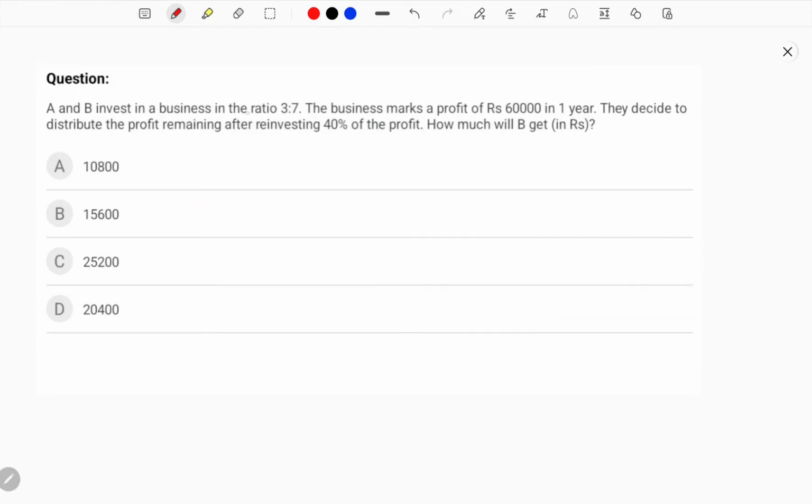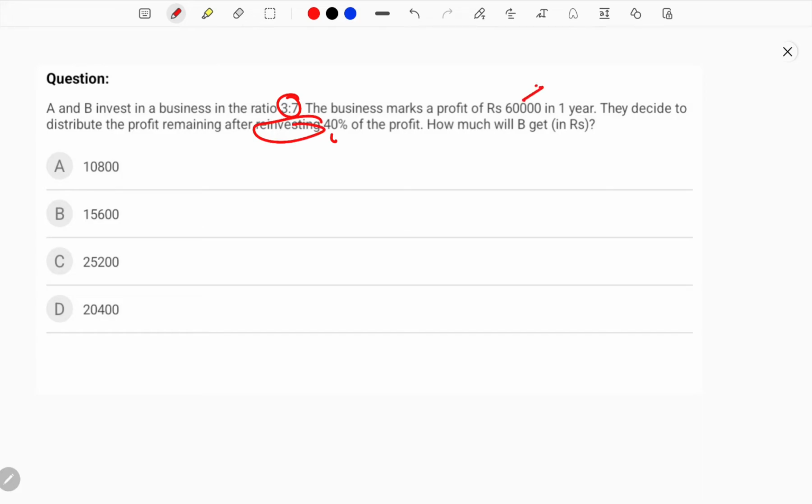A and B invest in a business in the ratio 3:7. The business makes a profit of 60,000 in a year. So the total profit in a year is 60,000. They decided to distribute the profit remaining after reinvesting 40% of the profit. So 40% is reinvested, which means the 40% is not considered for the distribution between them.